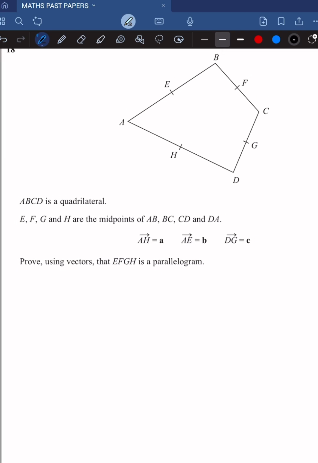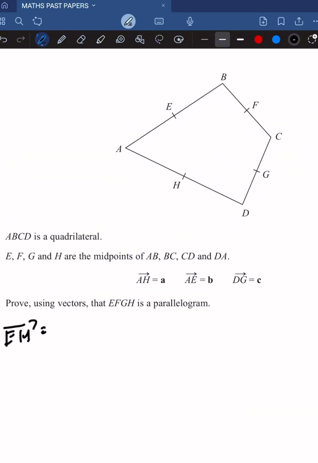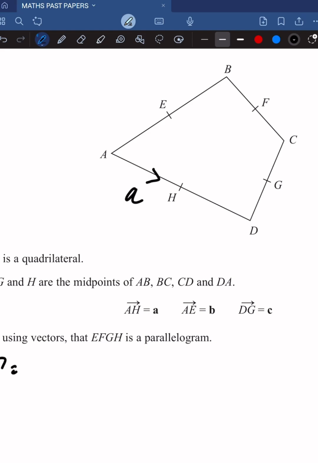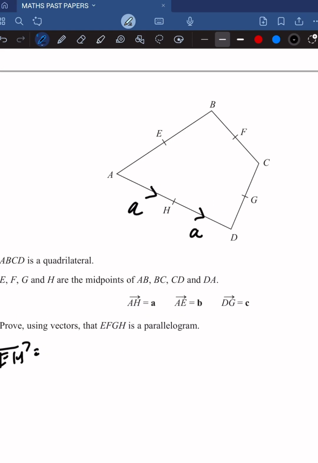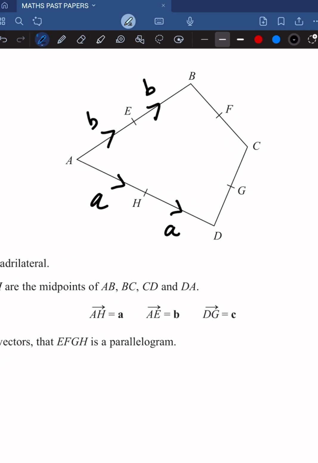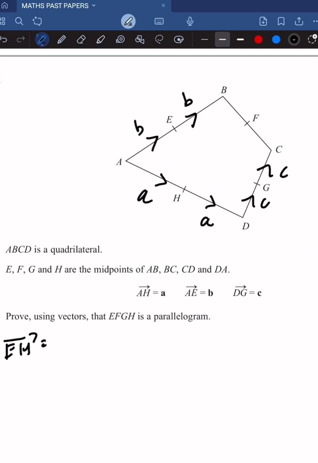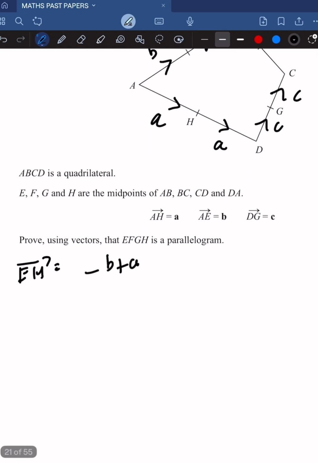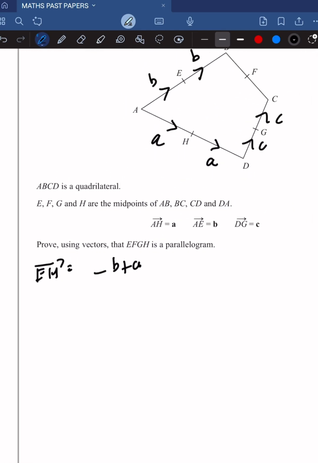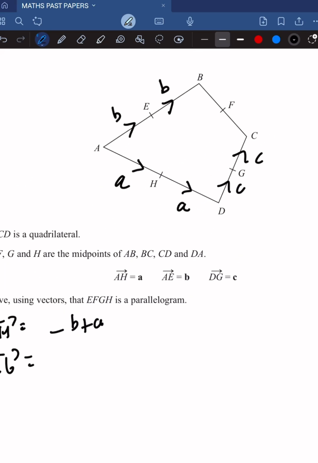Let's just label everything we have. So A to H is a, H to D is of course a as well. A to E is b, so b, b. D to G is c, c. Now, of course, we need to find E to H. So to go from E to H, we're going to go minus b plus a. And for H to G, H to G is going to be a plus c.